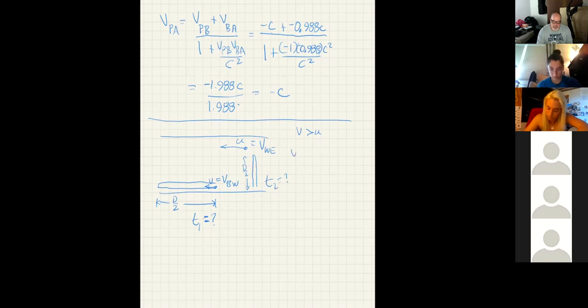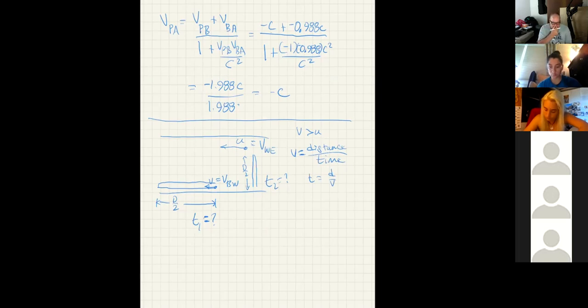Well, we know the velocity v in general, if it's a constant velocity, can be defined as distance divided by time. So that tells us that time is equal to distance over velocity. So that'll come in handy.